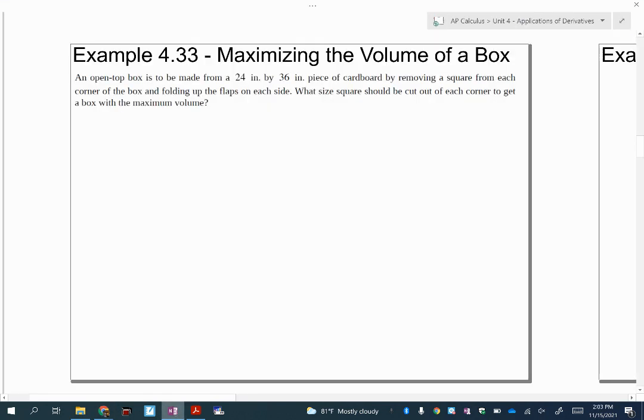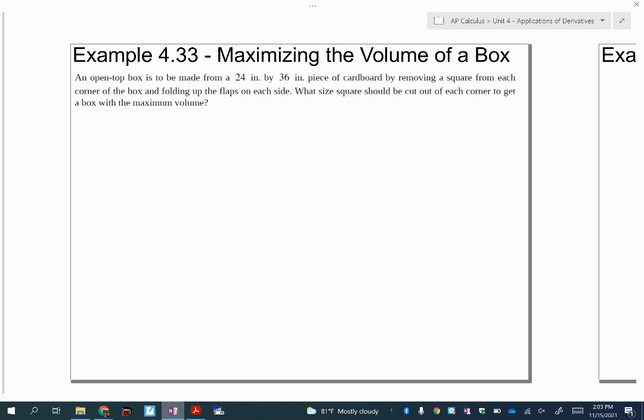Okay, so for this next question, we're going to be talking about maximizing the volume of a box. If an open-top box is to be made from a 24-inch by 36-inch piece of cardboard by removing a square from each corner of the box and folding up the flaps on each side, what size square should be cut out of each corner to get a box with a maximum volume?